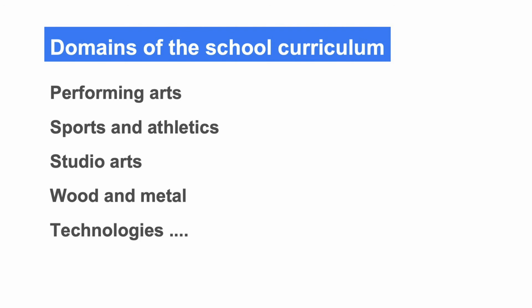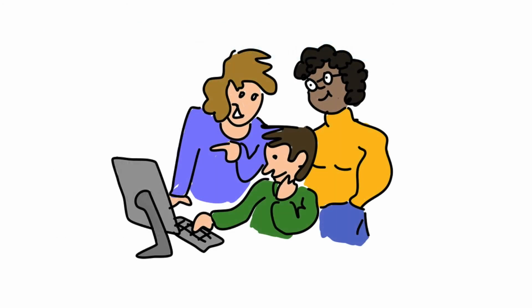For example, performing arts, sports and athletics, studio arts, wood and metal technologies and many others. By breaking the whole into significant dimensions or components and rating them separately, it is expected that better information will be obtained by the teacher and the student about what needs to be worked on next.